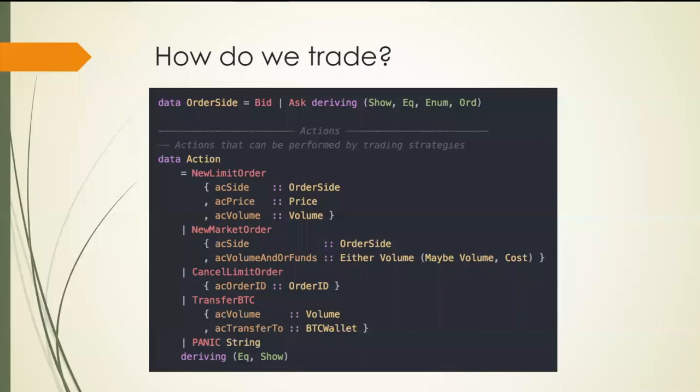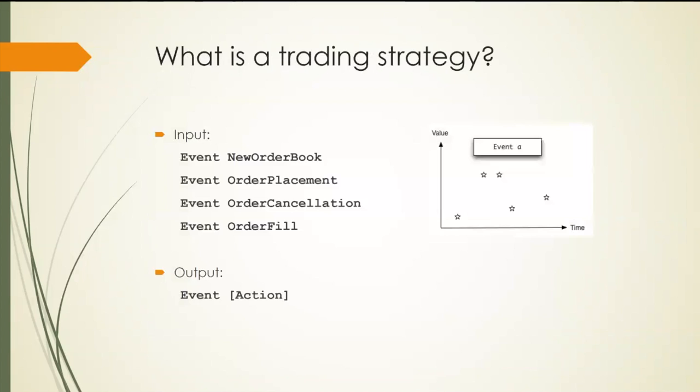Remember the slide, the things we can do to trade? That's it. You can place the orders. So what is the trading strategy in this framework? Think about it this way. It's a function that gets a few event streams: order placement, new order book coming in, order cancellation, or an order being matched, filled. Every time one of these things happens, an event occurs. And then what does it do? It outputs a list of actions that you have to take.